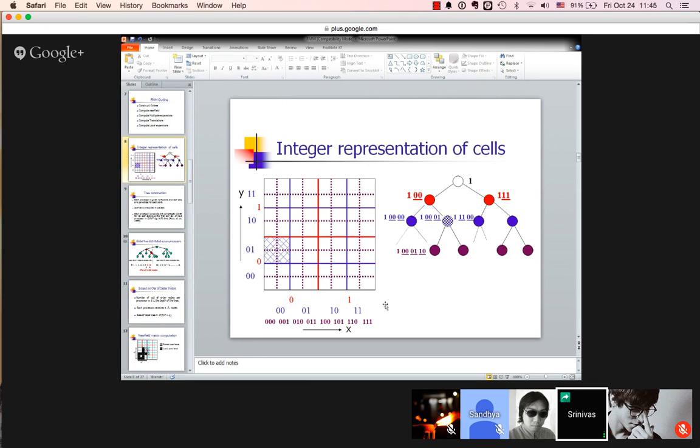So the z-space filling curve or Morton ordering is obtained by interleaving the x and y bits. And that's the same thing we are doing in building this arc-tree and naming the cells in the arc-tree. So essentially, the left to right order of the leaves in the arc-tree is exactly the same as the Morton ordering.